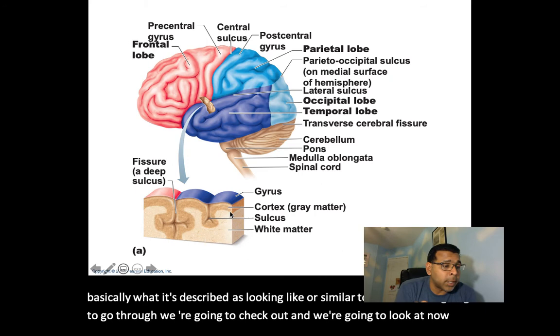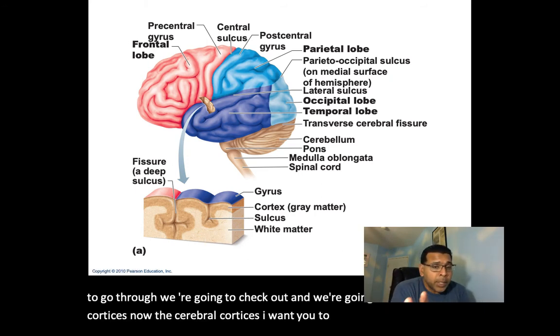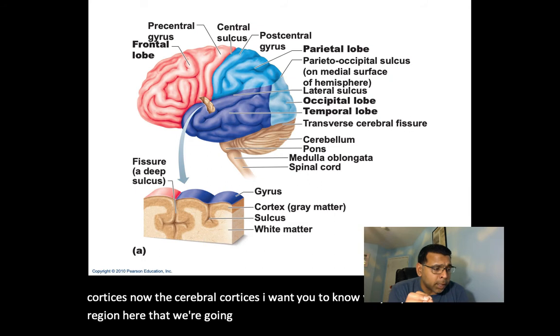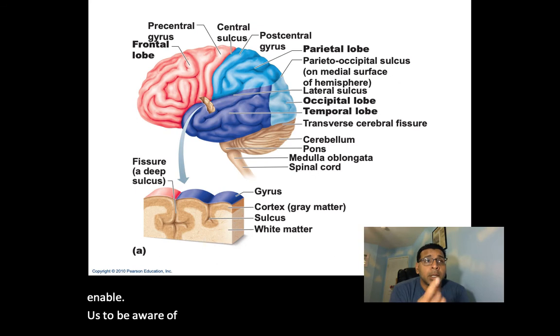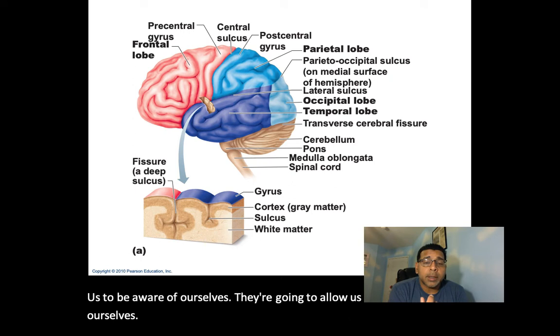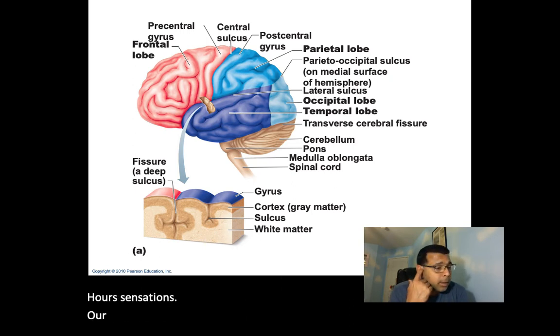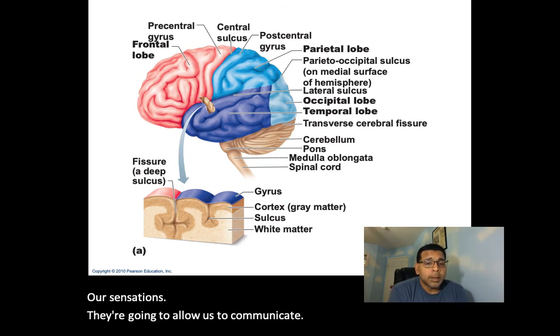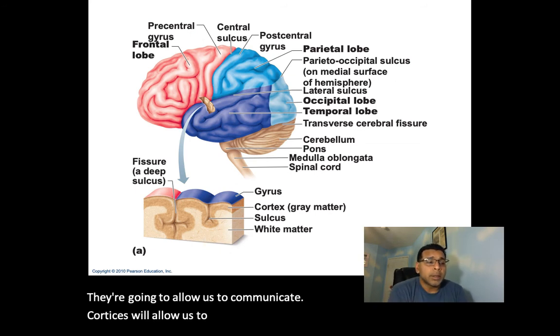Now the cerebral cortices, I want you to know, are a very important region. That's why we're going to talk about it. The cerebral cortices enable us to be aware of ourselves and our sensations. They allow us to communicate, remember, understand, and initiate voluntary movements.